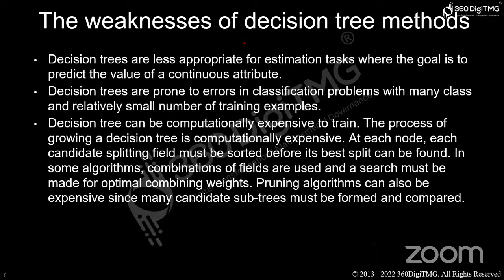Now, what happens in some algorithms? The combination of these fields is used and a search is made for the optimal combining weight. Pruning algorithms, I discussed with you the term called pruning. Pruning algorithms are also expensive, since many candidate subtrees must be formed and compared. All these things are the various weaknesses when we talk about the decision tree method. Okay, moving ahead.